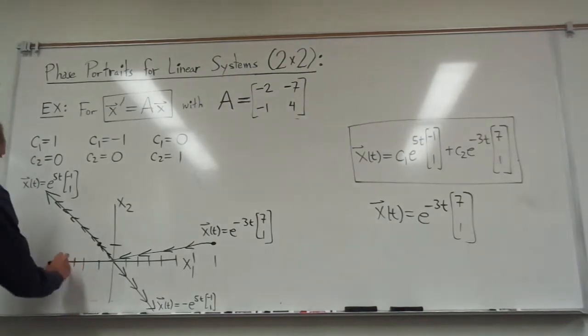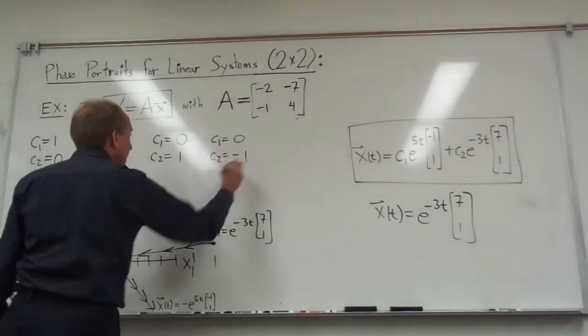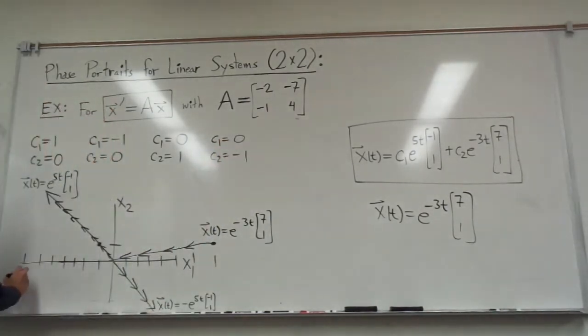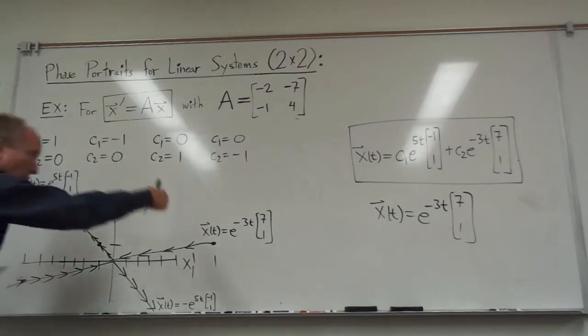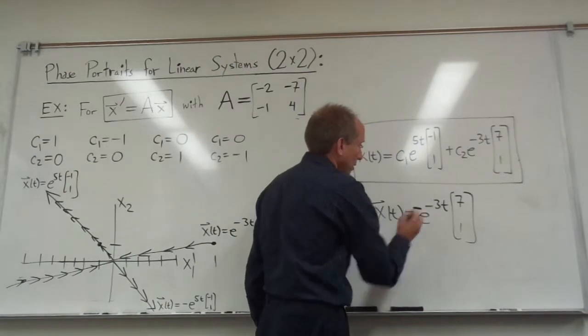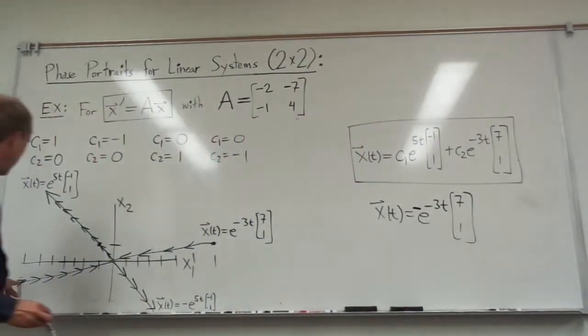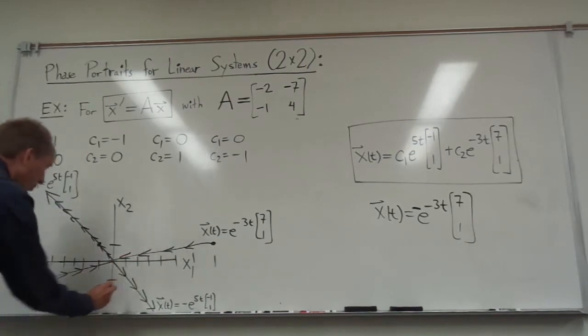And if we go in the opposite direction, well, if we take C1 equal to 0 and C2 equal to negative 1, we're basically going to, again, get the mirror image of the first solution, and this time the arrows are going to go in the opposite direction towards the origin. Okay, so in other words, if I put a minus sign in here, right, then starting at negative 7, negative 1, this particle is going to start approaching the origin.